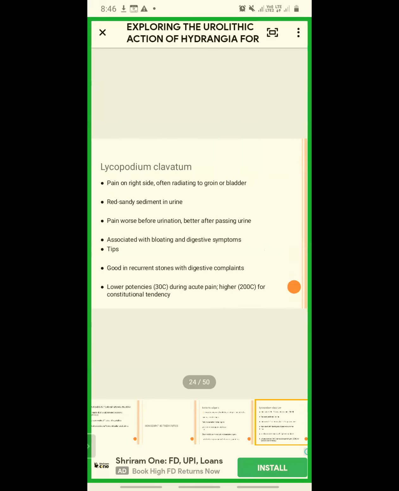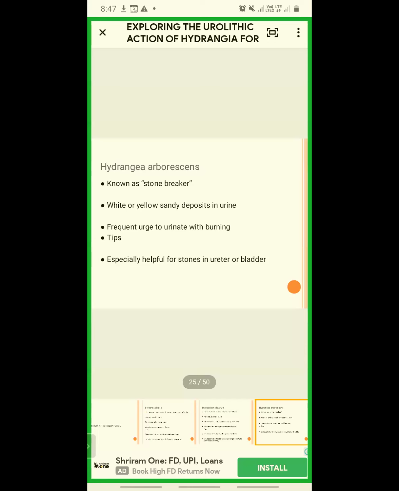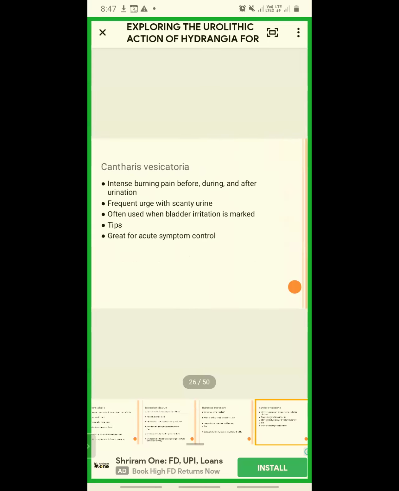Next one is Lycopodium. Lycopodium is right-sided affection. There is red sand in the urine, and pain worse before urination is present, associated with bloating and digestive disturbance. Next, Hydrangea. Hydrangea is also known as the stone breaker, today's most important medicine. There is a white or yellow sandy deposit in the urine and frequent urging to urinate, especially for stones in the ureter or bladder.